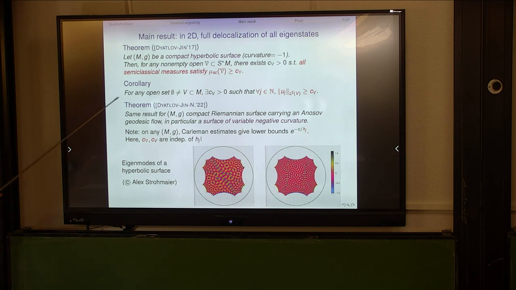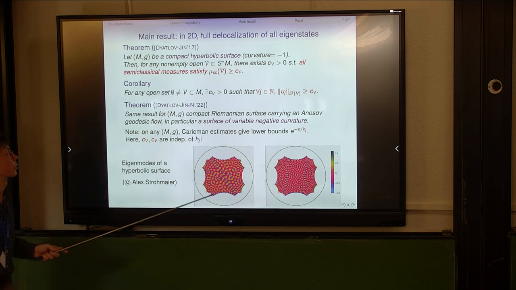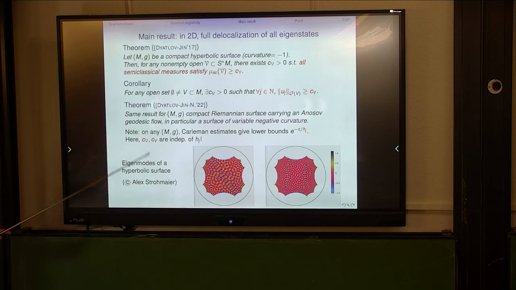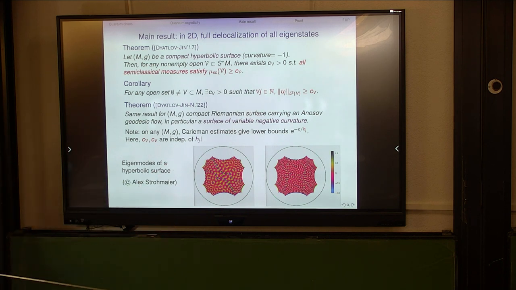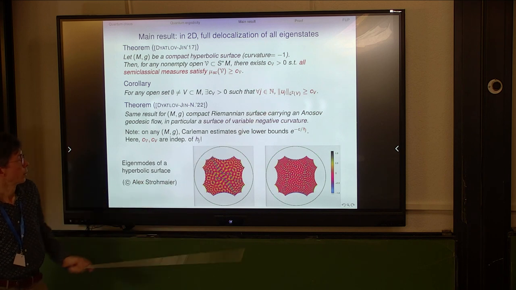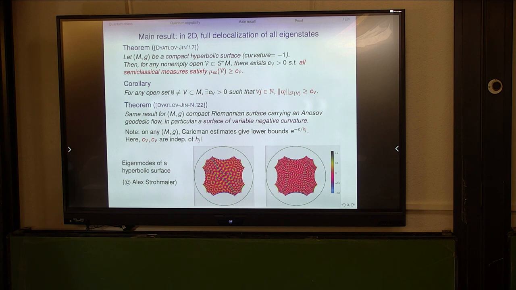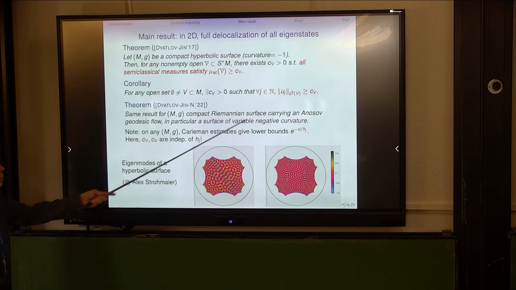That is, for any non-empty open set, calligraphic V, there exists some fixed constant, such that for any semi-classical measure, if you can extract any semi-classical measure, which is of course non-trivial, it's a probability measure, then it must put some mass on it, and the mass is bounded below, independently of the subsequence you extract. So that's in phase space, and when you project this phase space result on the base manifold, it gives you that, if you just look at the eigenmodes themselves on the base surface, then the L2 mass of these eigenmodes on any non-trivial open set is bounded from below independently of the frequency. Okay, that's the main result.